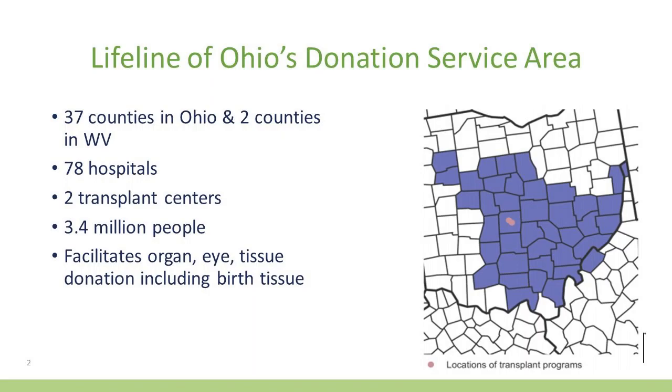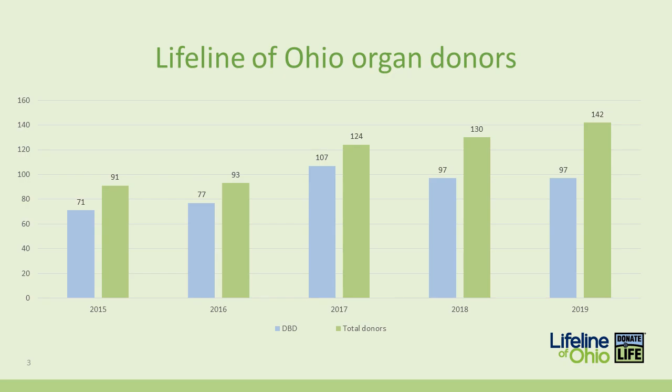So a little bit about Lifeline of Ohio's service area. We have 37 counties in Ohio, 2 counties in West Virginia, with 78 hospitals. We cover 2 transplant centers, which is the Ohio State University Wexner Medical Center, and Nationwide Children's, which is the Pediatric Transplant Center. We have 3.4 million people in our service area, and we facilitate the organ, eye, and tissue donation process, including birth tissue.